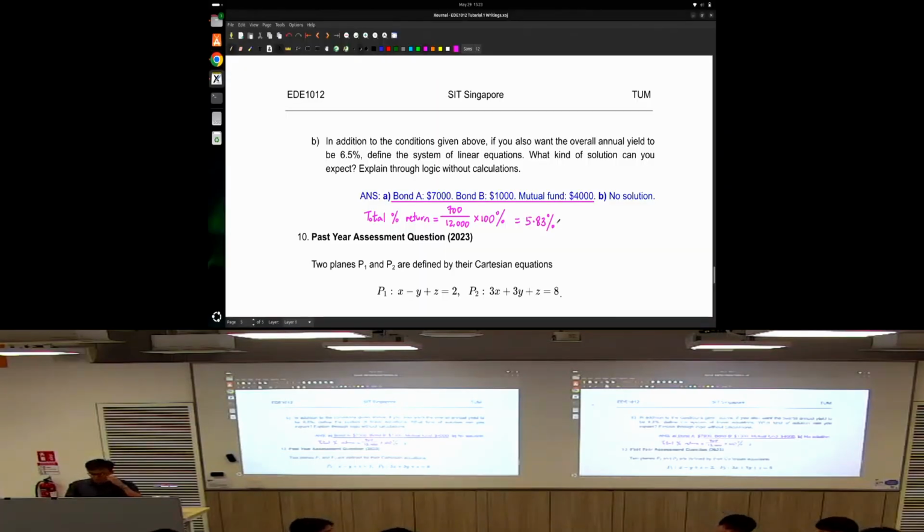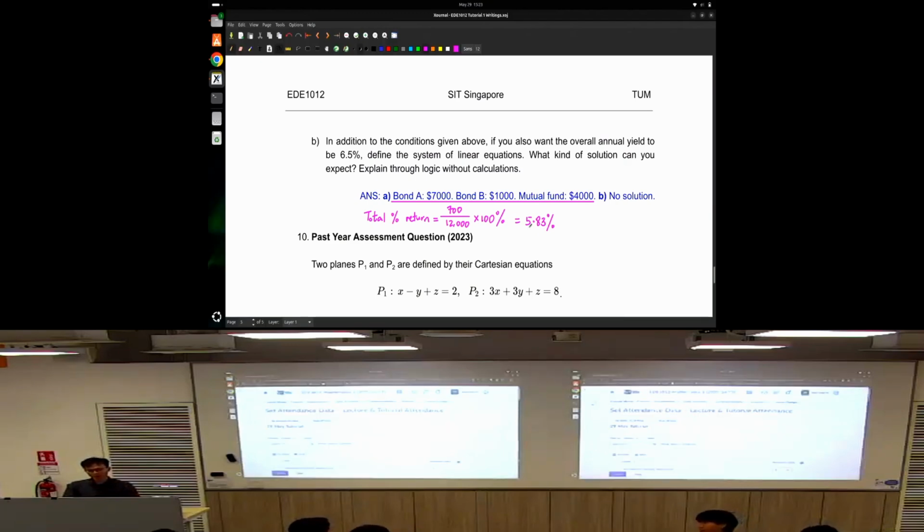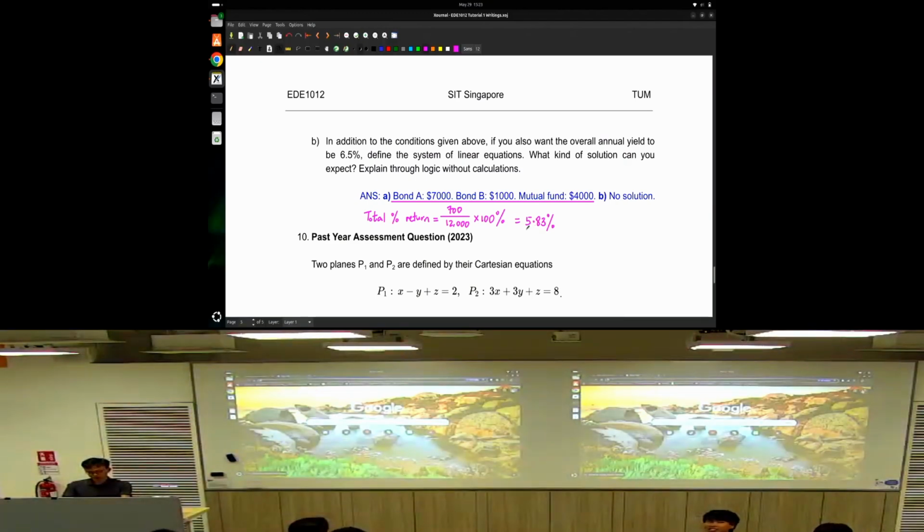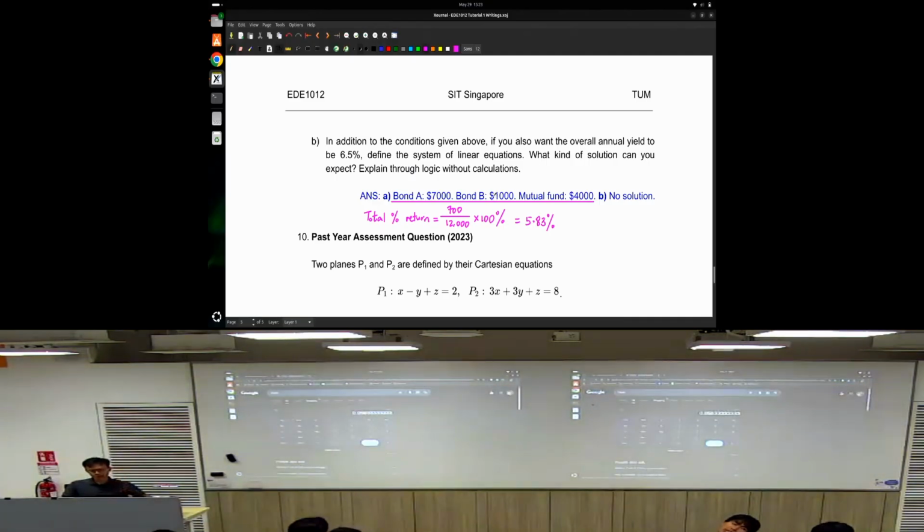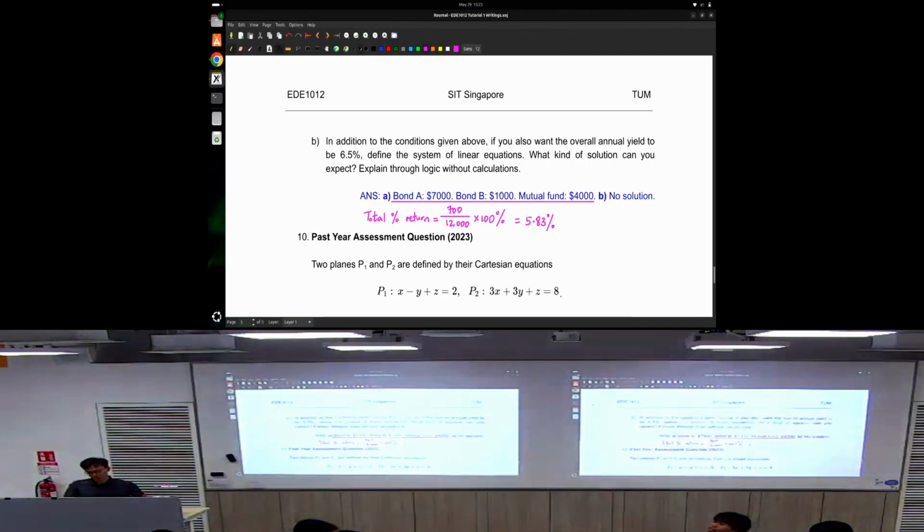Okay. So you observe that 5.83% is considerably higher than what bond B can give, right? But it's considerably lower than what the fund can provide, which is 8%. So it's in between bond B and the mutual fund. Bond A, which is 5%, is close to the total percentage return desired. So therefore bond A has a much larger weightage, a much larger proportion allocated. But this is 5%, and the desired return is 5.83%, so you still need to pull it up a bit.